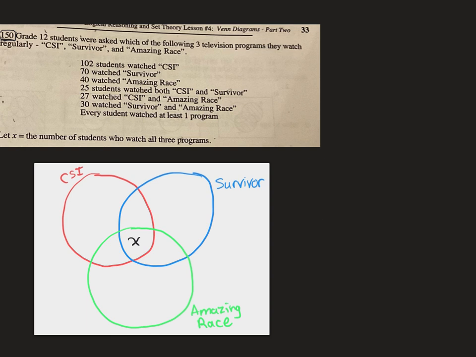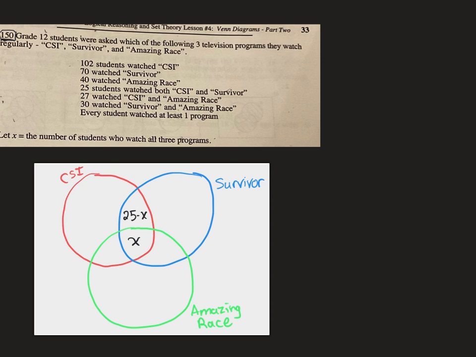Okay, now that we know that is unknown, we're going to go back to the first overlap we came across. 25 students watched both CSI and Survivor. So these 2 regions, here and here, the overlap of the 2 circles, will add up to 25. And we don't know this one, but we know we called it X, so that means this other region could be called 25 minus X. So that's what we're going to put here, 25 minus X. Hopefully your circles are big enough to write that in there.